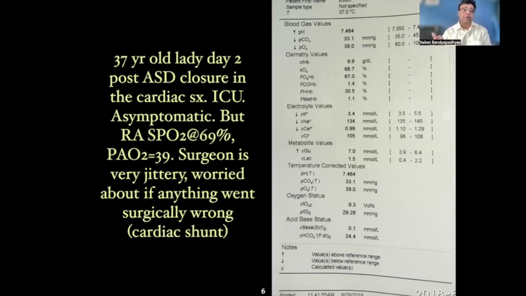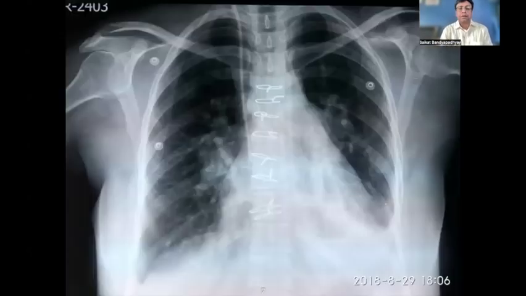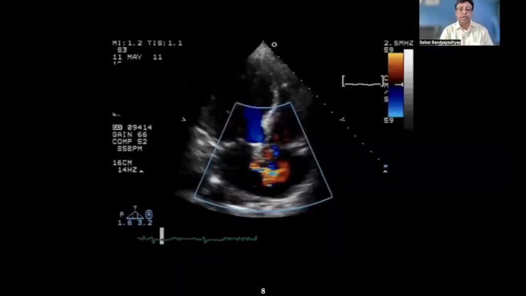So on post-op day 2, we saw that the patient was sitting, otherwise awake and alert, but the saturation was 69% on room air, and the PO2 was 39. The surgeon is very jittery whether his patch went wrong or not. Now, this is the X-ray of the patient. This is more or less the kind of X-ray that you find routinely in the post-op cardiac surgical ICU. It's a little congested in the hilar zone, maybe some amount of effusion, but not very significant. You cannot identify anything overtly wrong in this X-ray, apart from the cardiomegaly and the congestion.